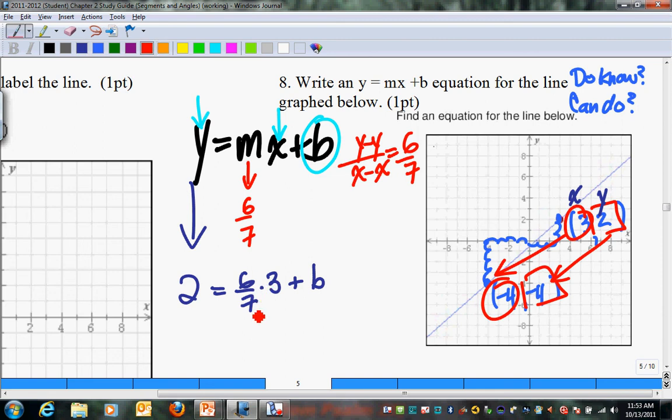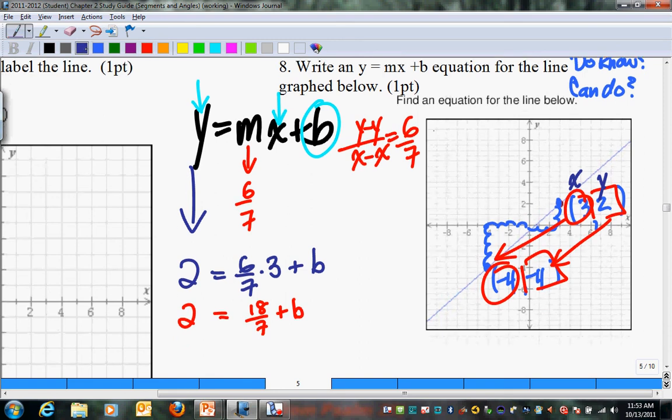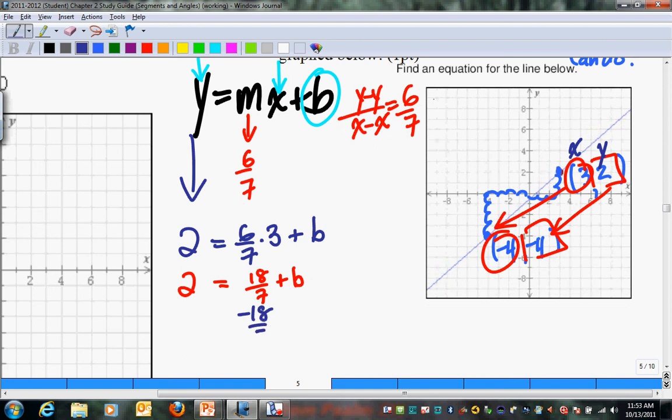So let's do our math. 6 over 7 times 3 is 18 over 7. So now I have 2 equals 18 over 7 plus b. Did I lose anybody with the 18 over 7? Now, how are you going to get b by itself? You're going to subtract 18 over 7. The problem is you've got a whole number and a fraction, so I'm going to change this 2 to a fraction over 7, because I want like denominators. 14 over 7 minus 18 over 7 is negative 4 over 7. That's my b.